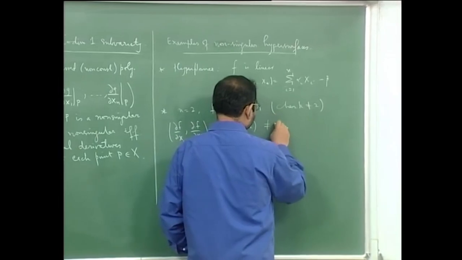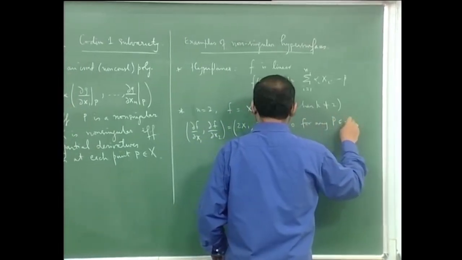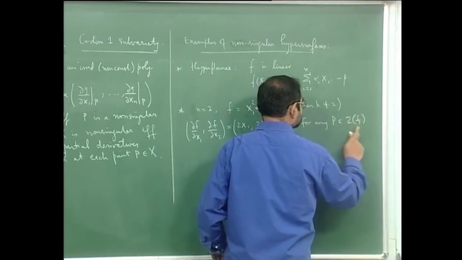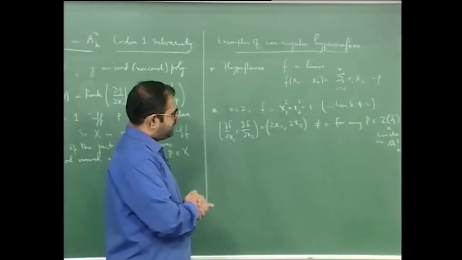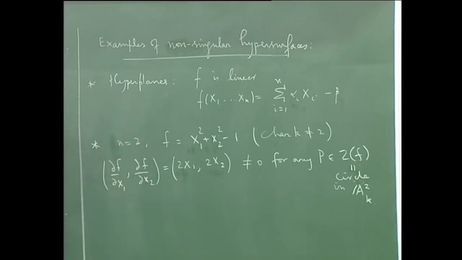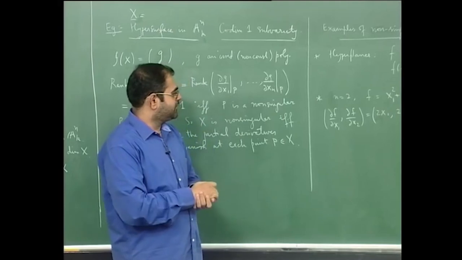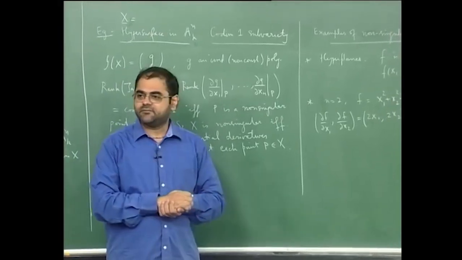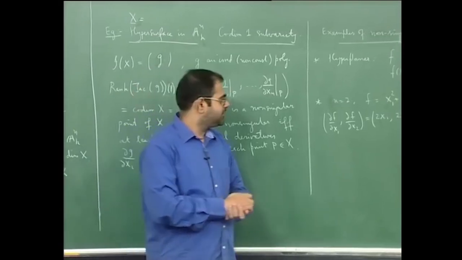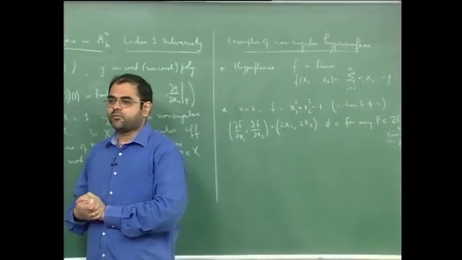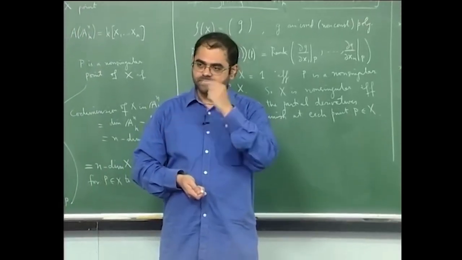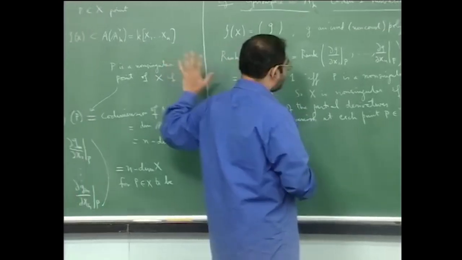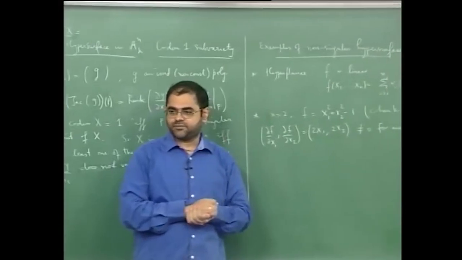So this is not equal to 0 for any p in the zero set of f, which is a circle in A2. And now, with one equation you can start looking at objects given by several equations, and start checking which are the points that are smooth points, that is the non-singular points, and whether they are all the points, or you get some points which are singular and some which are non-singular. So that way this definition is useful for computation.